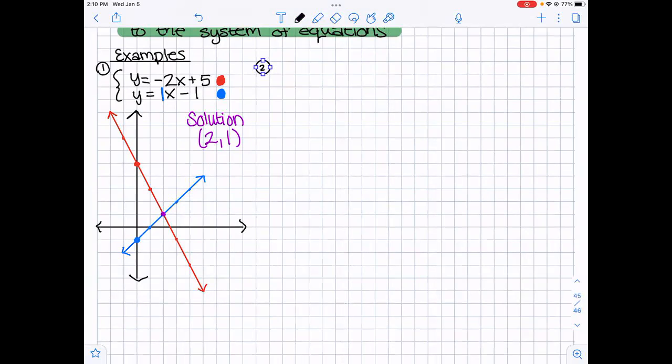Okay, let's try another one. If I can draw my symbols. Okay, x minus 2y equals 2, and 3x plus 4y equals 16.